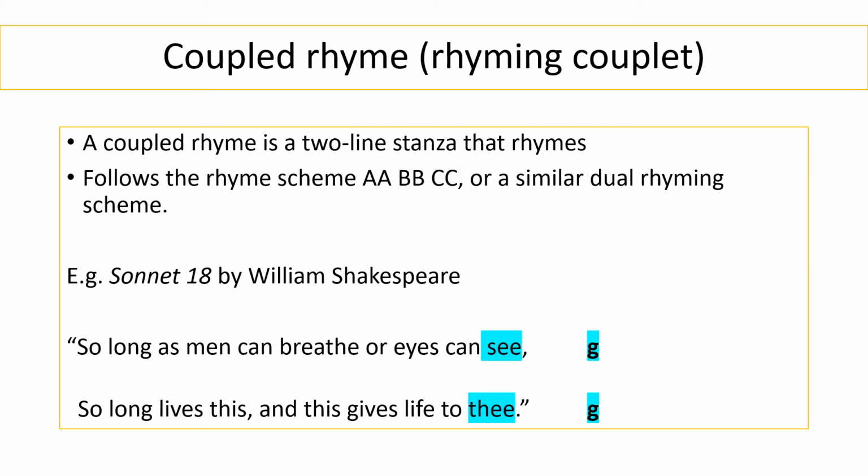So long as men can breathe or eyes can see, so long lives this, and this gives life to thee. See and thee rhyme, and that is why they got the letters GG. We went all the way through the alphabet from A to G.